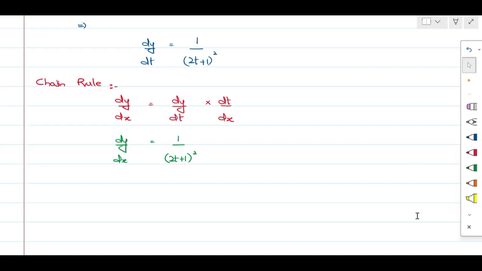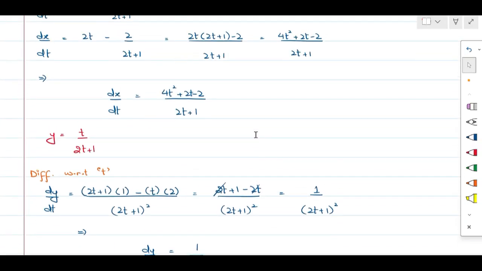Okay, now dx over dt. We have dy over dt. So how do we get dt over dx? We do the reciprocal on both sides, right? So the reciprocal of dx over dt is dt over dx, and we have to flip the fraction: 2t plus 1 now in the numerator, and 4t squared plus 2t minus 2 becomes the denominator, right?